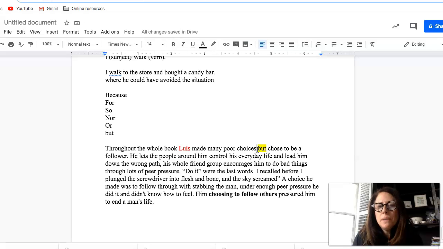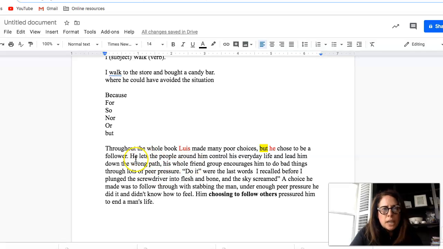Throughout the whole book, Luis made many poor choices but chose to be a follower. That's correct. So you can say that. She chose to include the subject on both sides. That is also correct. However, the minute you add that subject, you need to put the comma before that connecting word.